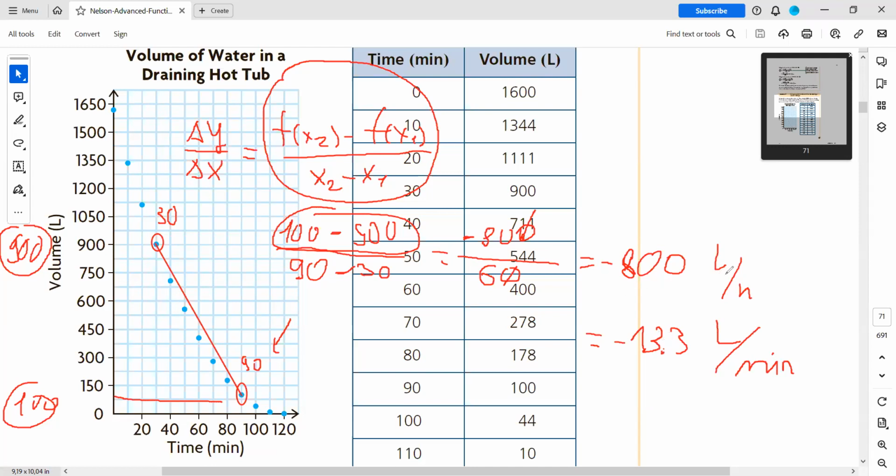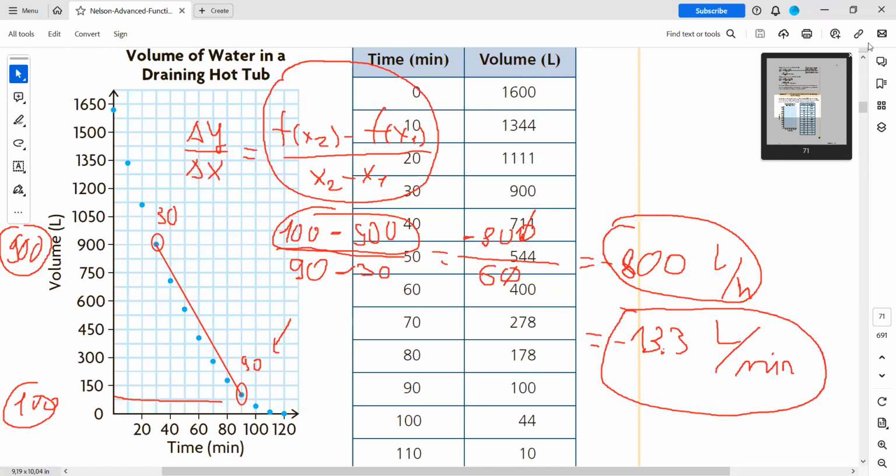So this result gives me understanding, first of all, that my function is decreasing, as shown by the minus sign here. So water is going away from the hot tub. Secondly, I'm getting a rate of change with respect to time in hours, and I can also get the same rate of change with respect to time in minutes. I hope you can understand this example now.